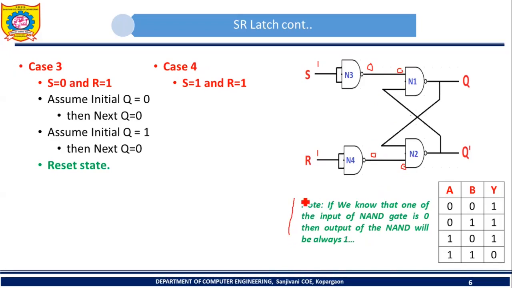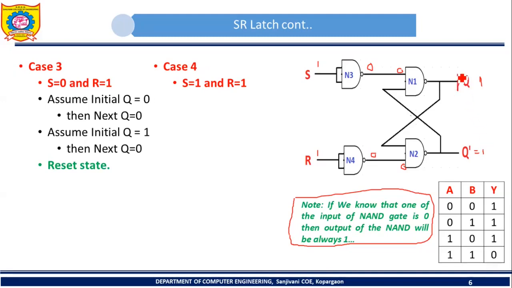Okay, now consider this statement. What we said? We said that if we know that one of the inputs of NAND gate is 0, then output of NAND gate will be always 1. So here I know that one of the inputs of NAND gate N1 is 0. So what should be the output of this N1? So output of this N1, it should be 1. Similarly, see this NAND gate N2, what is one of the inputs of this NAND gate N2? It is 0. So what will be the output? What should be the output of this NAND gate N2? So it should be again 1.